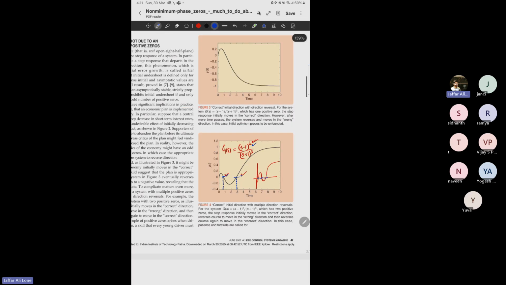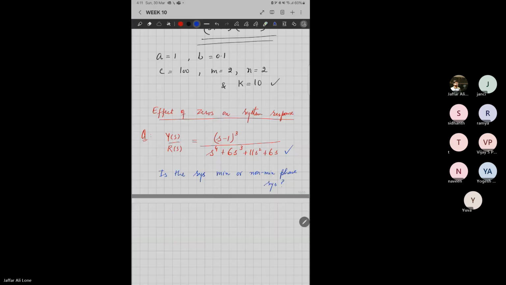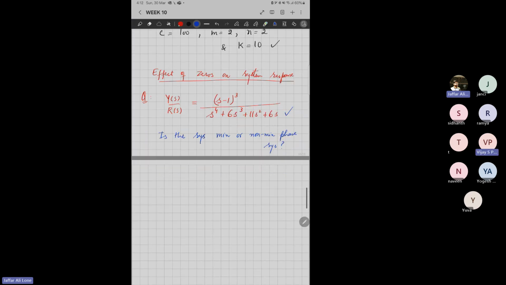So let's come back to the question. For this system, when a step input is applied, can you tell me how many zero crossings occur? Can you tell me? Anyone?